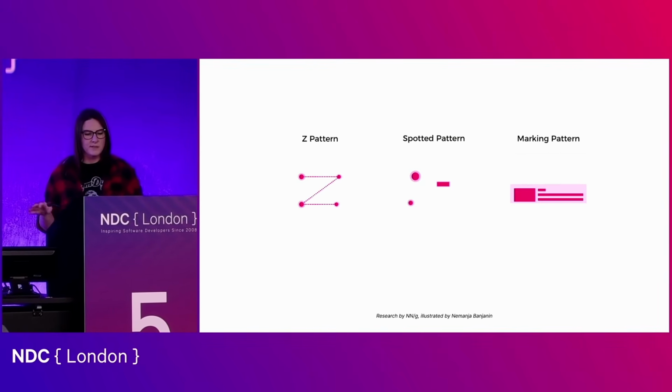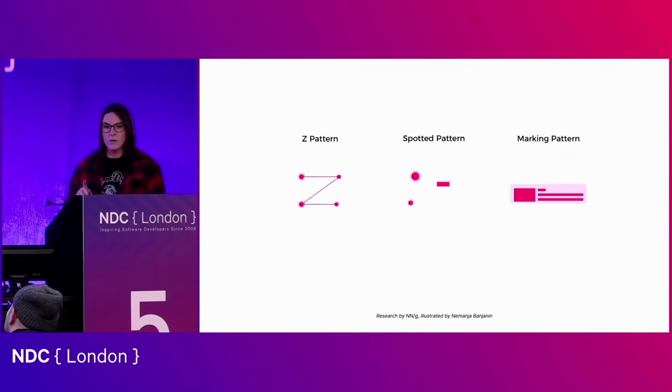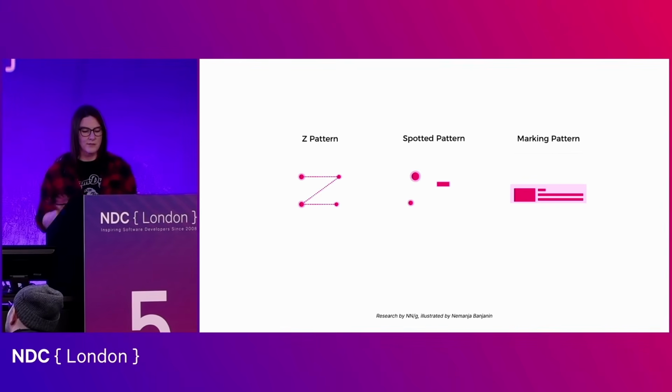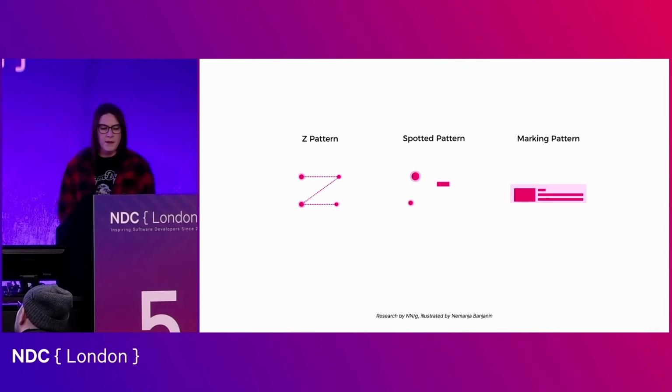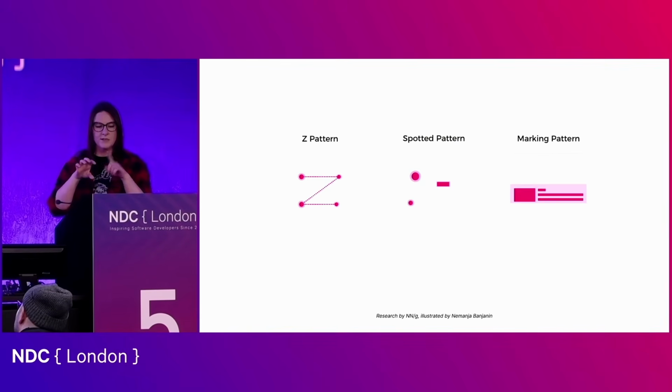There's a spotted pattern, so that's usually users are skipping the big chunks of info and are very focused on something specific, like a link or numbers or an icon or something very specific. And then there's a marking pattern. This is one of my favorite ones. It's when the users keep their eyes focused in one place on the screen as they scroll or swipe through content, very common on mobile.